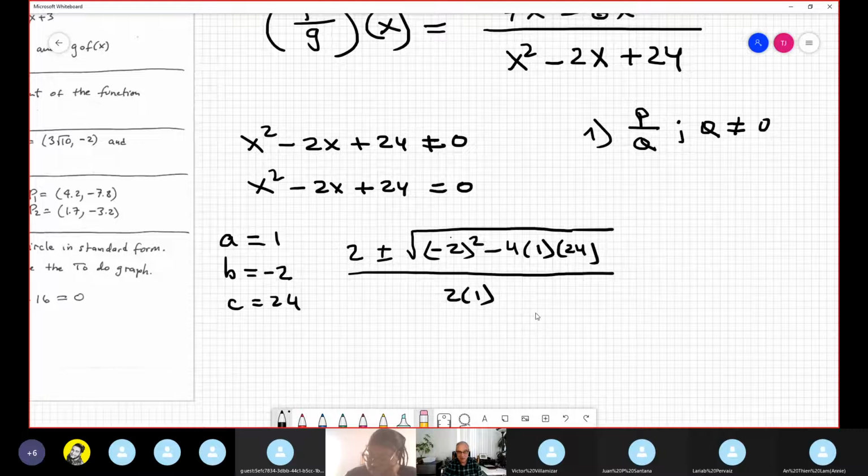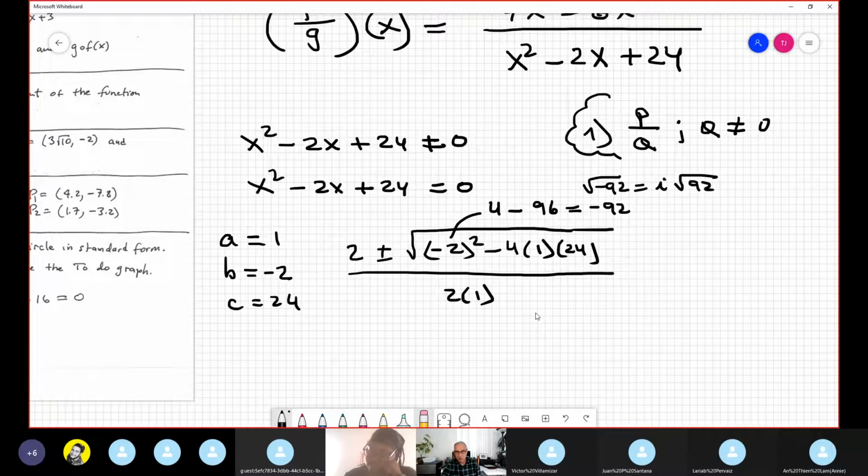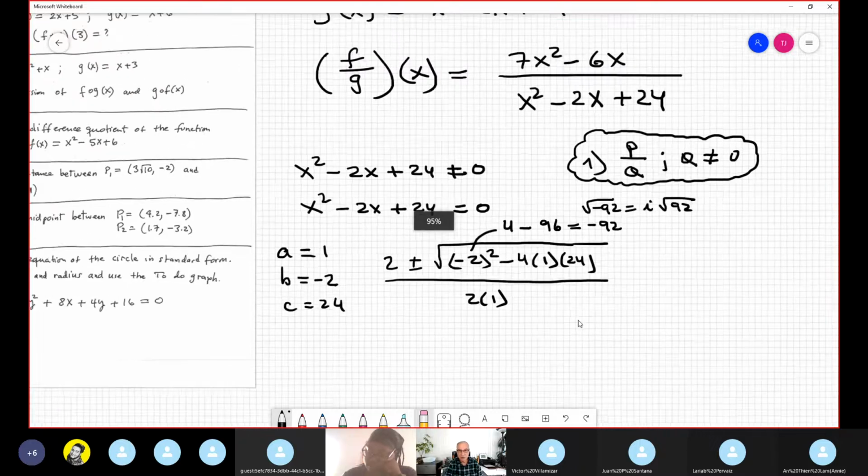-2 squared is 4 minus 24 times 4 is 96. It's obvious. I don't care what value it is, 92, no? It's -92. But the square root of -92 is imaginary. It's i times radical 92, I don't care about that value. The important thing, you stop. You understand that the thing you are trying to find, the restriction, doesn't belong to the real numbers. It's an imaginary number. Therefore, the conclusion is the domain is all real numbers.